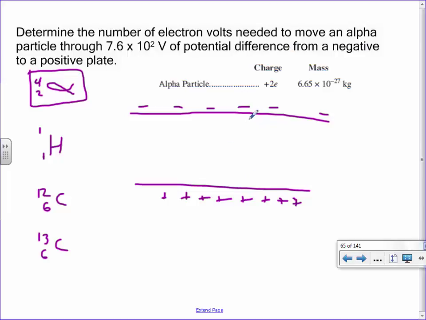So I'm going to put the alpha particle right here at the negative plate. Does it intuitively want to move from there? No, because its charge is positive, right? Two positive charges. It doesn't want to move, so we're going to have to do some work to cause it to move. We're going to have to physically use some work. Don't forget, work is essentially energy. We're going to do some work to get it to go from the one plate to the other plate.